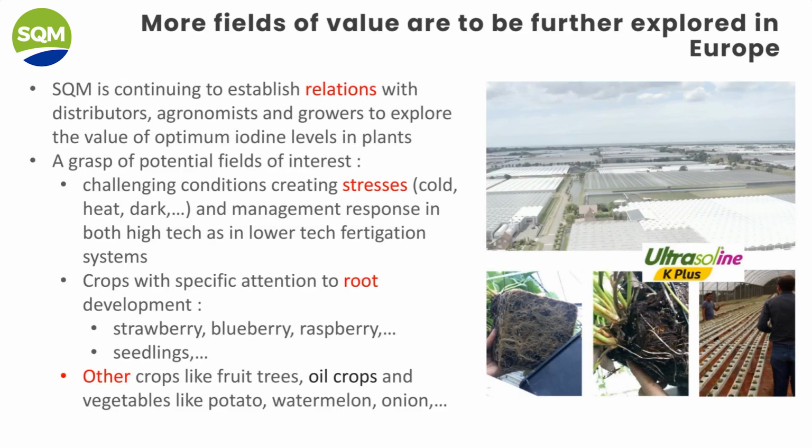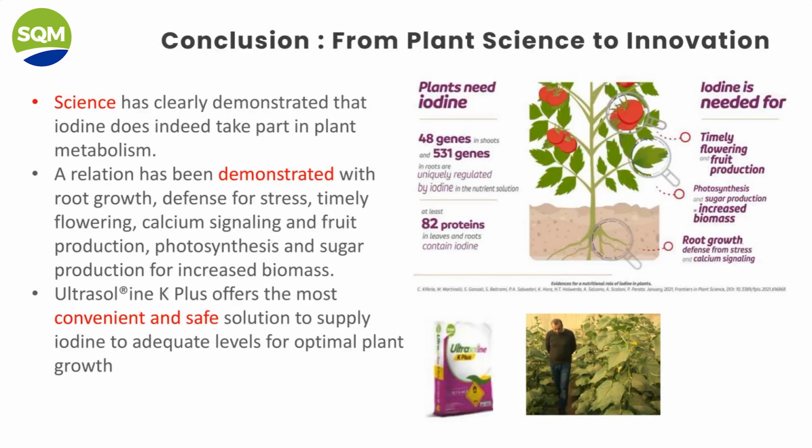We already have indications in strawberry, raspberry, and blueberry that we can reach good results. Also seedlings, propagation, we think that we can really add a good value with iodine. But other crops are not excluded. Iodine is a very beneficial plant nutrient, micronutrient, let's say, in all crops. So we would also like to continue to evaluate in fruit trees, oil crops, vegetables like potato, watermelons, onion, etc. So I would really like to invite you to do that together with us.